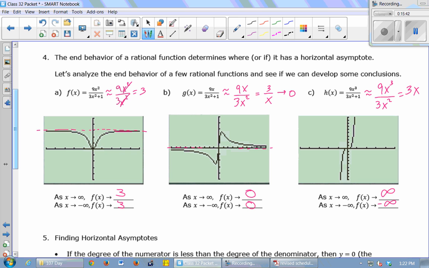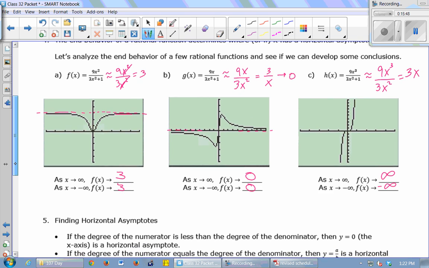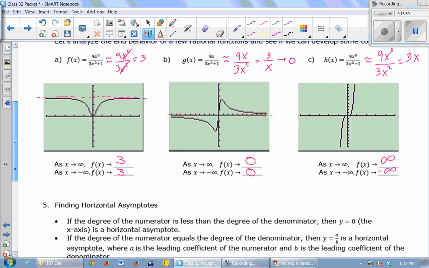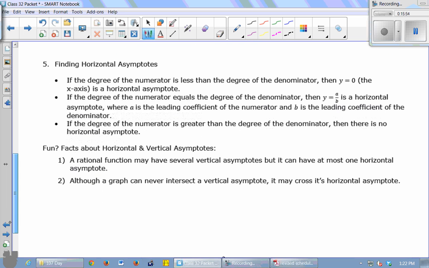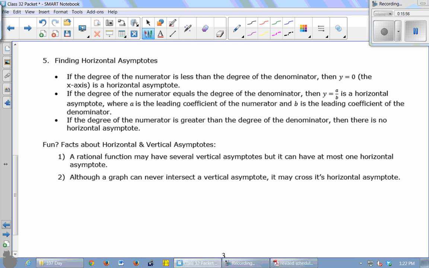One or none. Yep. Yeah, that's a good question. You can only have one horizontal asymptote at most.